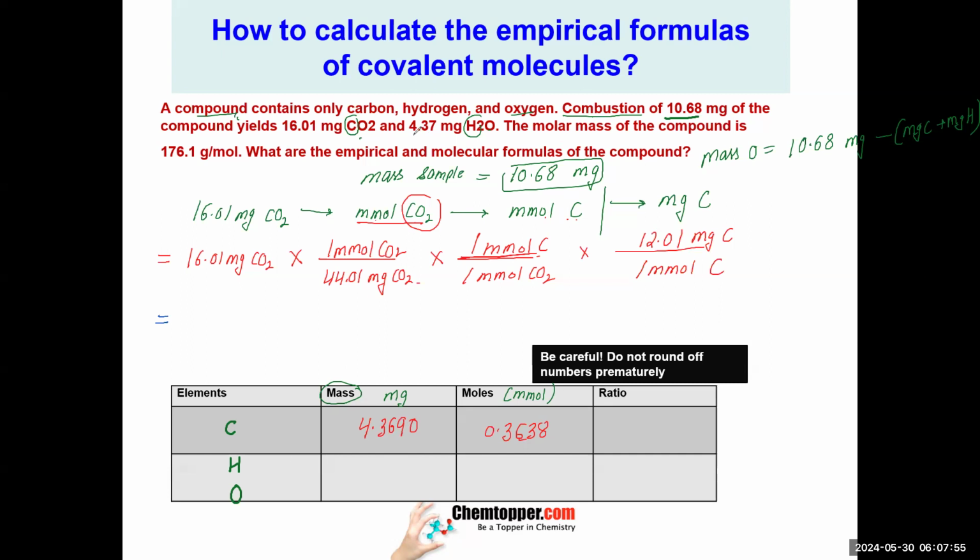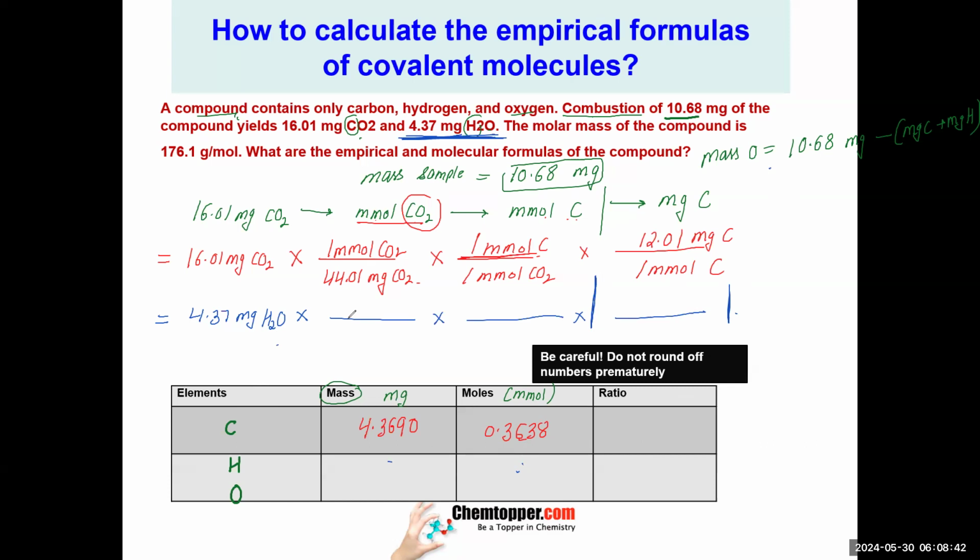Start with whatever amount of water is given. 4.37 milligrams. Plug in the first ratio, plug in the second ratio, and third. Stop here, get the millimoles, plug in here. Then get the milligrams. Plug in here, milligrams. Then get the oxygen. Ready? Okay, not CO2, sorry. We are working with water. Water, H2O. So what's the first ratio?